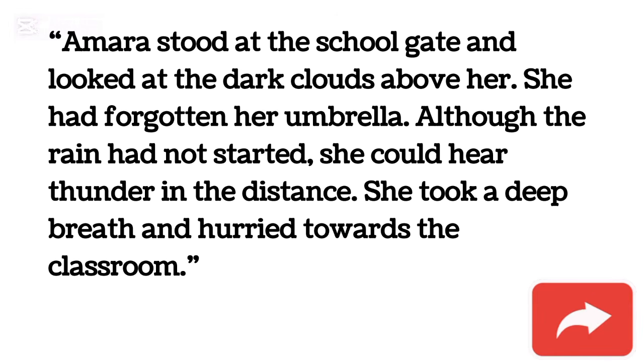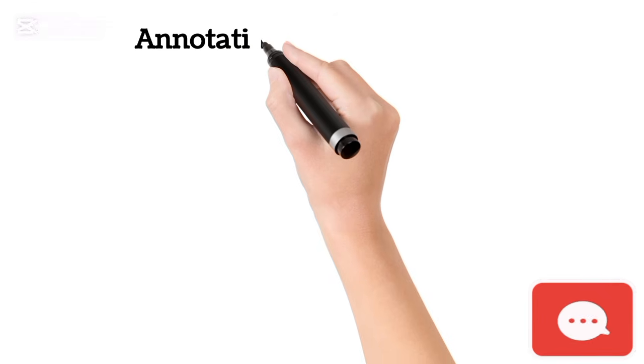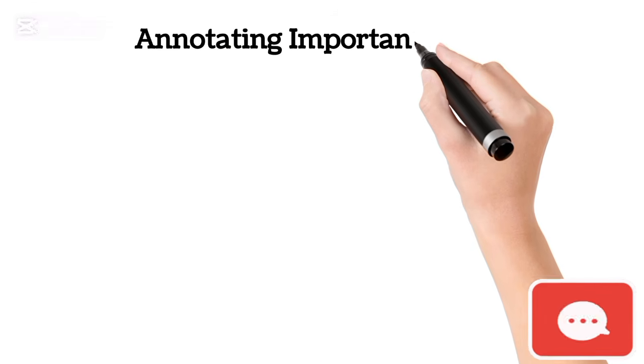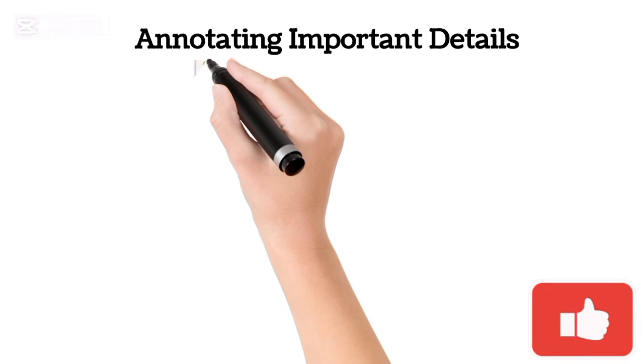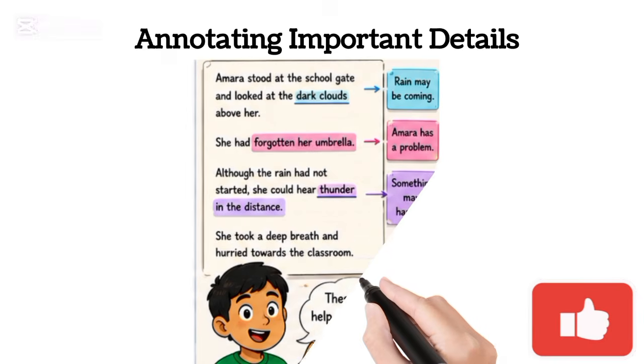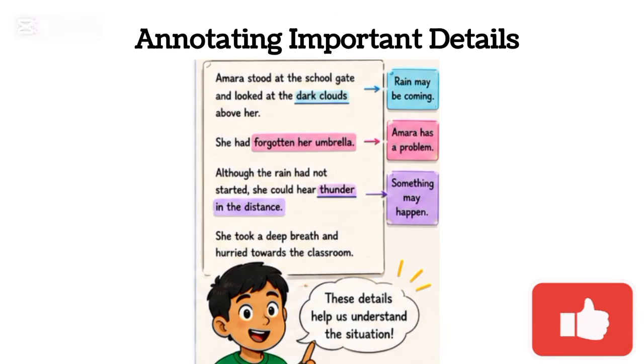Now, after reading the passage, let's try to annotate. Let's look for clues that will tell us more about the situation. Alright, so now let's go over to annotating the passage. Okay, so let's look at the clues. We have dark clouds, which suggests that rain may fall. We could just underline it, saying dark clouds. Then we could put a note saying rain may be coming. Then we're going to put forgotten her umbrella.